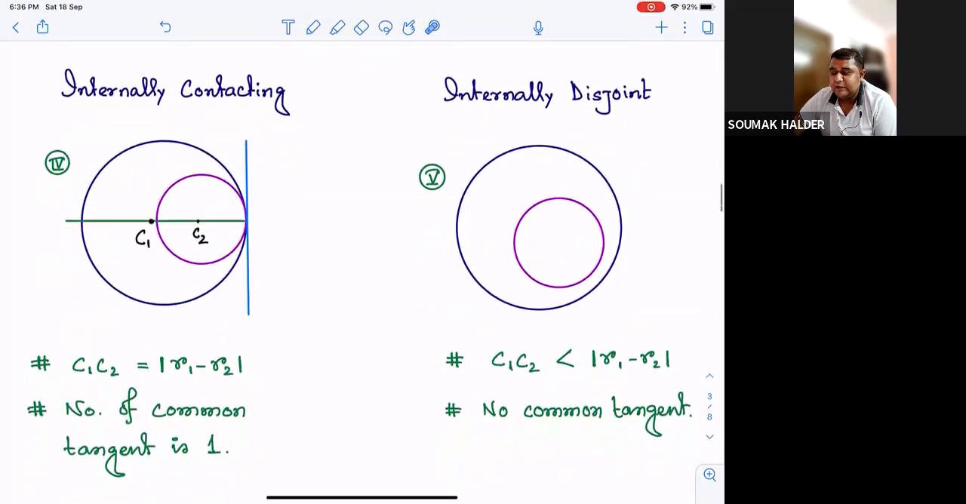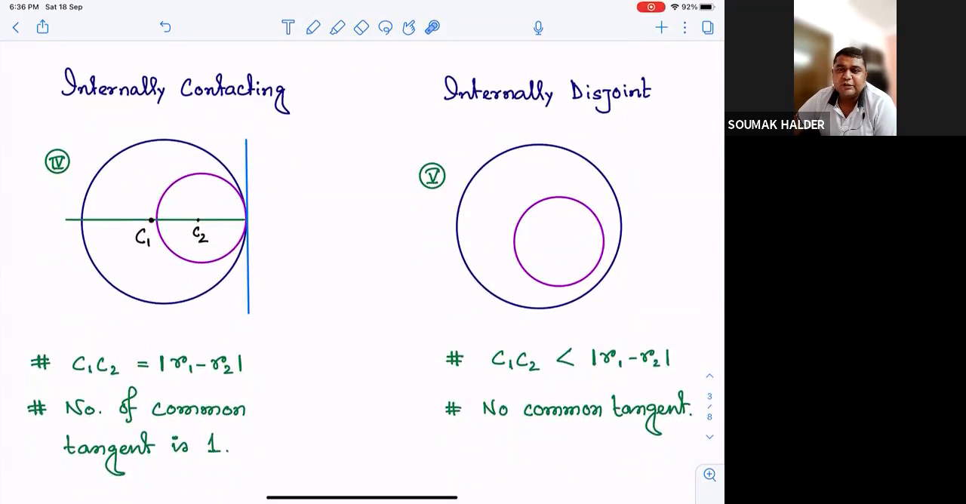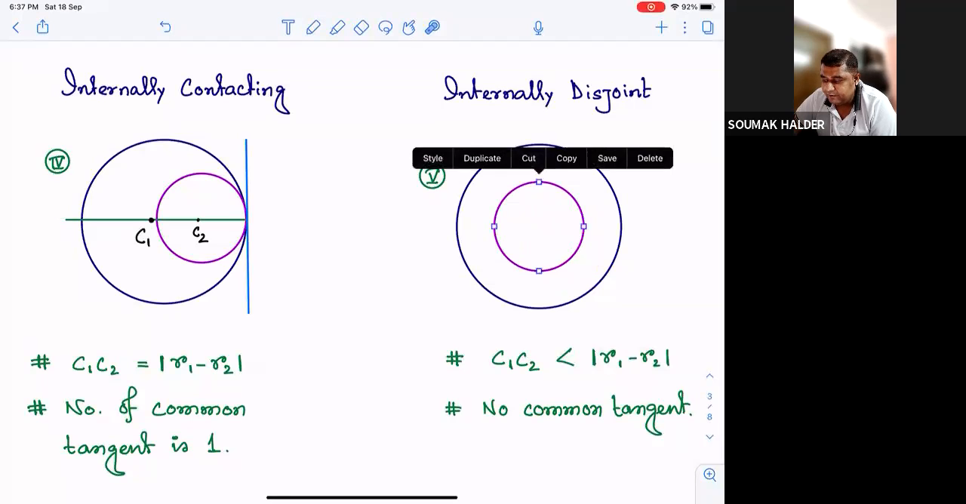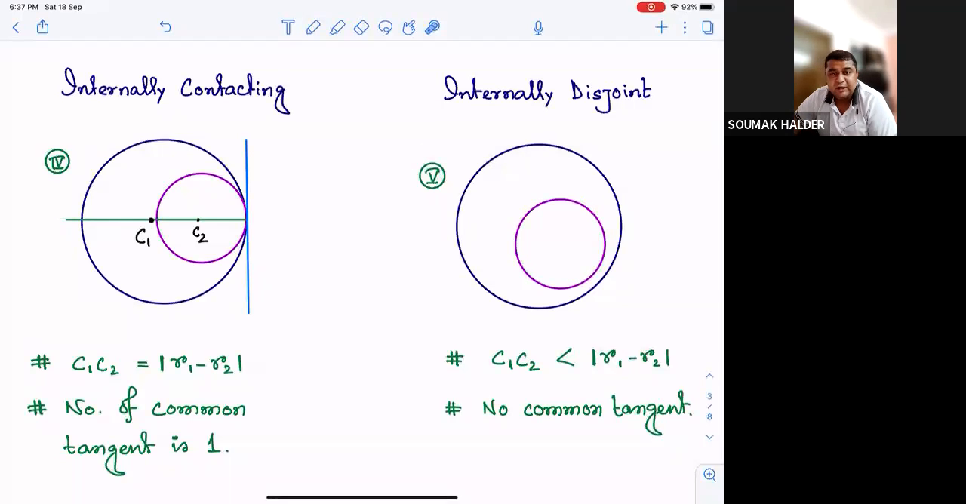And when we are considering internally disjoint circles, over there, the distance of the centers will be even lesser. It can be even 0, because you know that we can even think of concentric circles. Like if we keep the circles in this position, both their centers will coincide. So the distance of the centers can be even 0. If not 0, still it is definitely less than the difference of the radii. And as one circle is completely contained within the other circle with no common point, we cannot even have a scope of a common tangent.